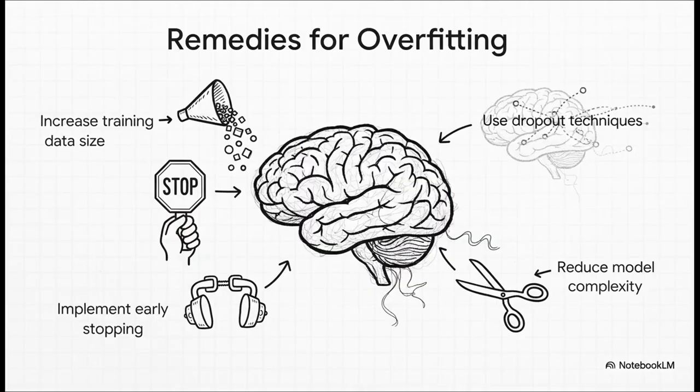The cure for overfitting is all about one thing: helping the model generalize. The number one best fix? Get more training data. If you can't, you can use tricks like early stopping, where you stop training the moment its performance on new data starts to get worse. You can also use regularization or dropout, which are clever ways to force the model not to rely too much on any single piece of information. Sometimes you just got to simplify the model. It's all about teaching it the general rules, not letting it memorize the specific answers.